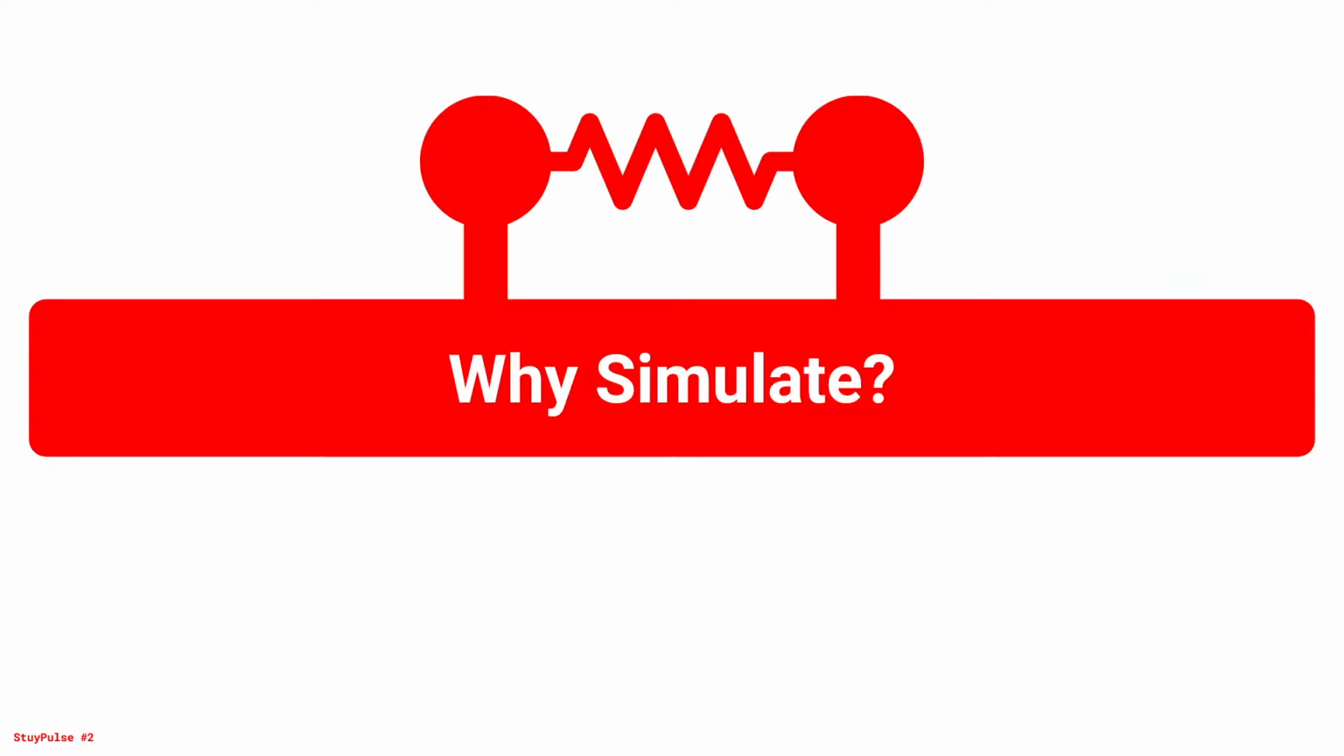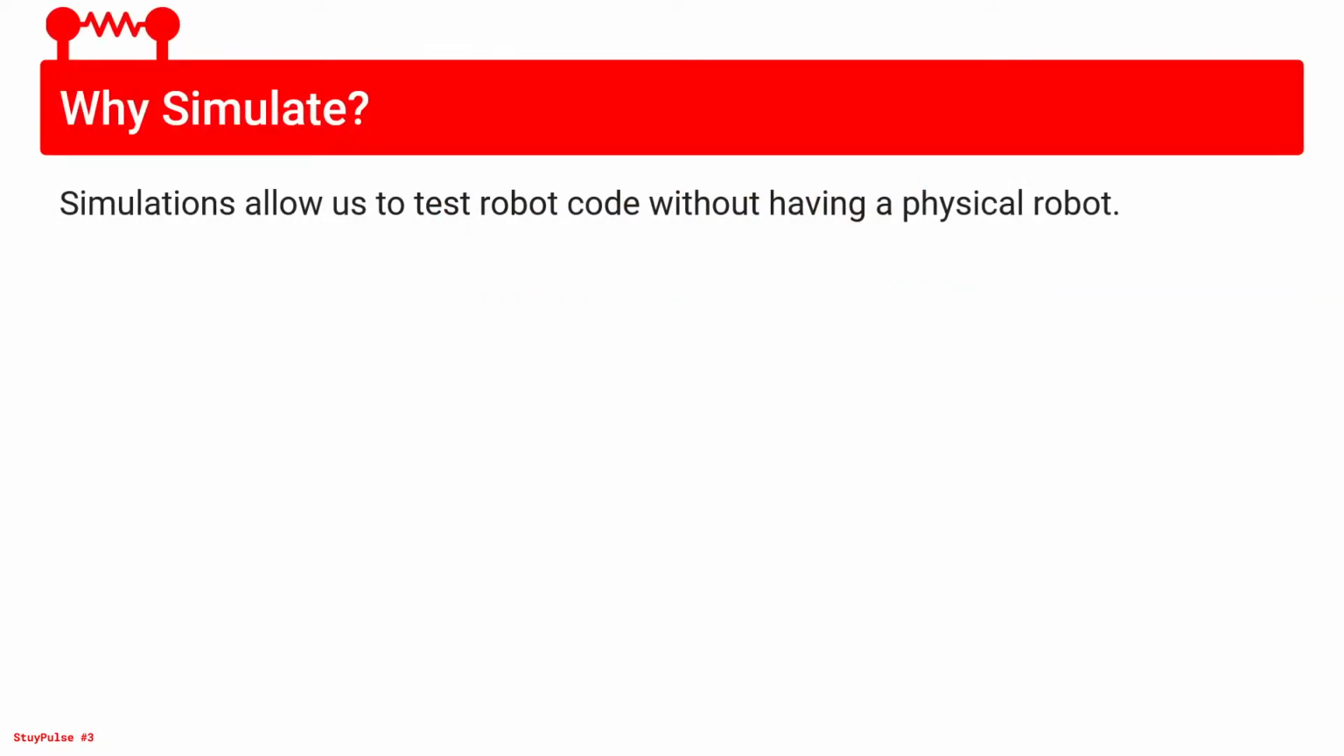Why is it important? We're going to talk about how it's been useful for us and how it can possibly be useful for you guys as well. So first, what is simulating? Simulations basically allow us to test robot code without having a physical robot. That's a simple definition, but there have been a lot of use cases for us on 694.